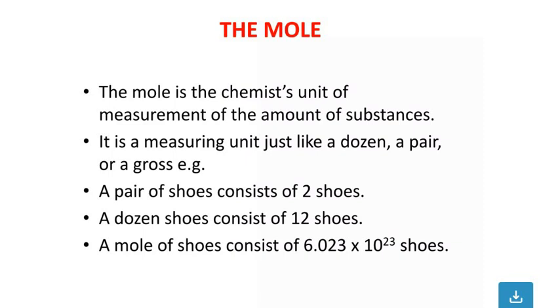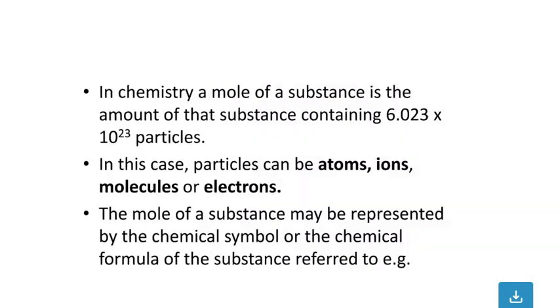Now, the mole. The mole is the chemistry unit of measurement of the amount of substance. It is a measuring unit, just like a dozen, a pair, or a gross. Example: a pair of shoes contains 2 shoes. A dozen shoes consist of 12 shoes. A mole of shoes consists of 6.023 × 10^23 shoes.